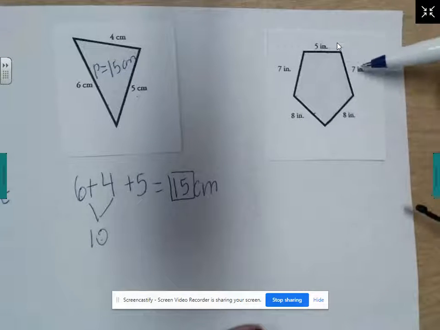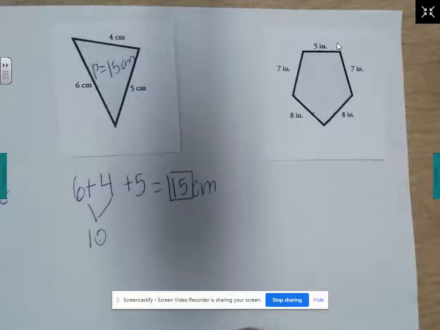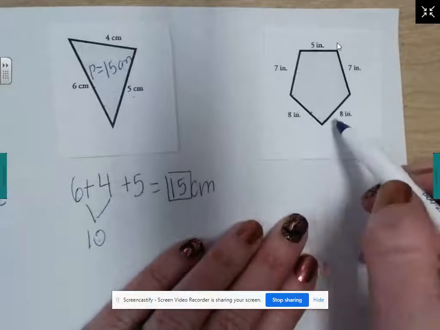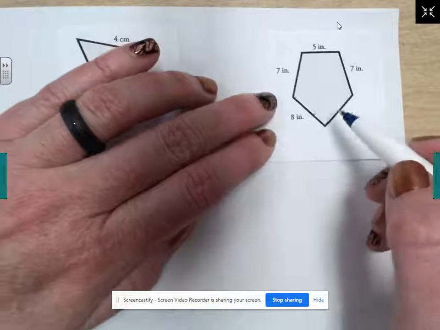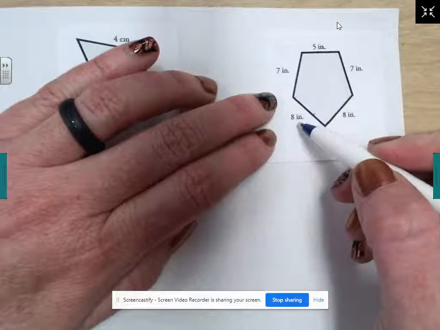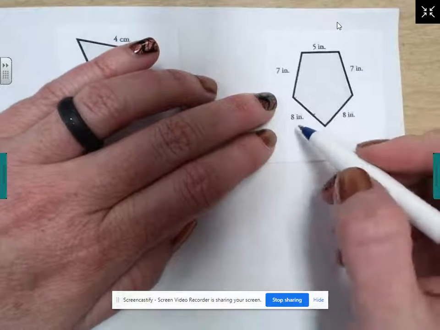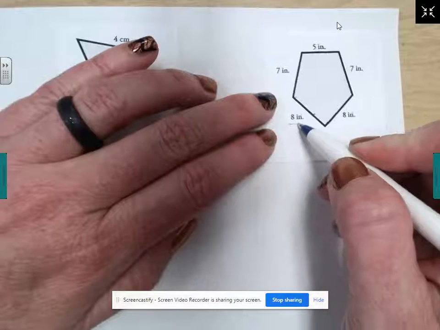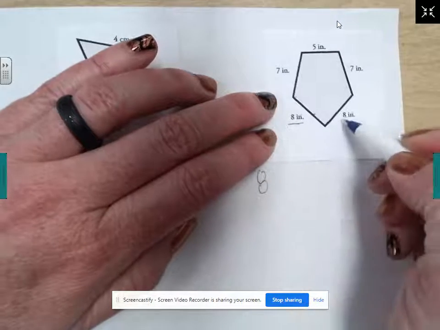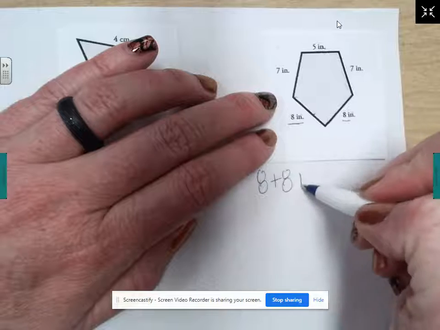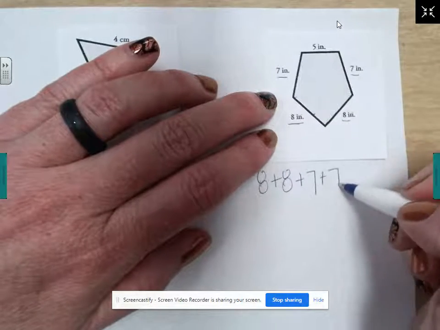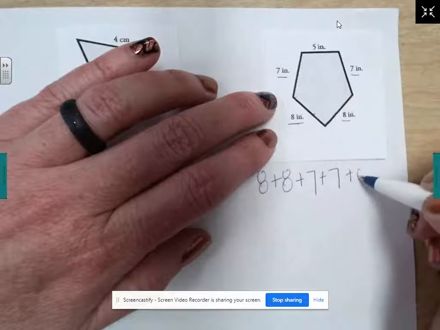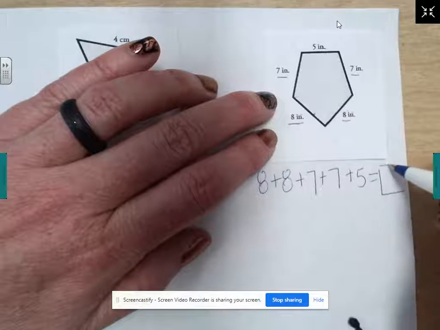All right, and this time our pentagon is measured in inches. So we've got 5, 7, 8, 8, and 7 inches. I like to put my matching numbers together. And if it helps you, if you have this on paper, to mark them out as you go or draw a little line under to make sure you get all the numbers in your equation, that's fine. 8 and 8 plus 7 plus 7 plus 5. And that's going to give us our perimeter.